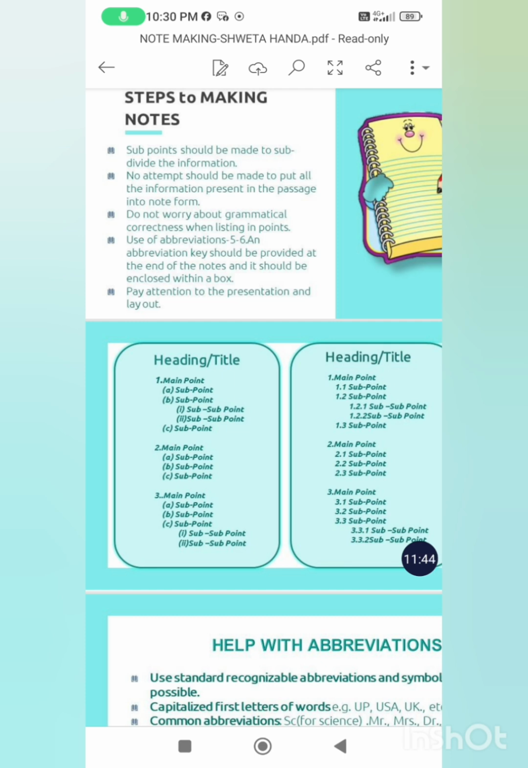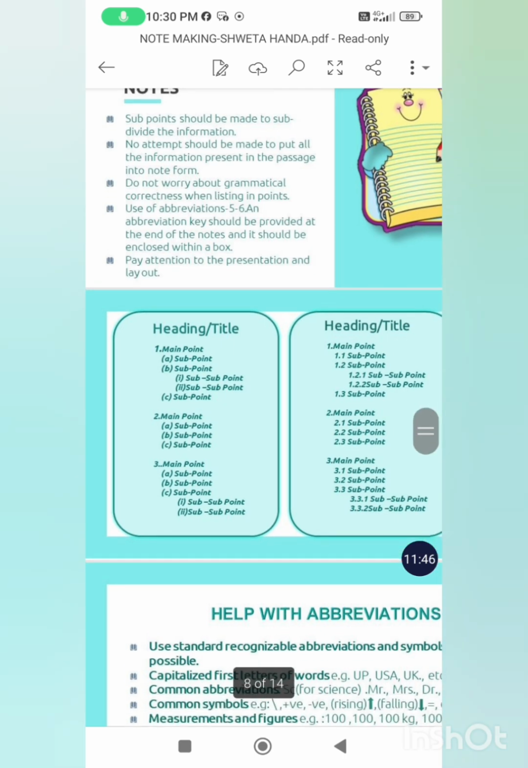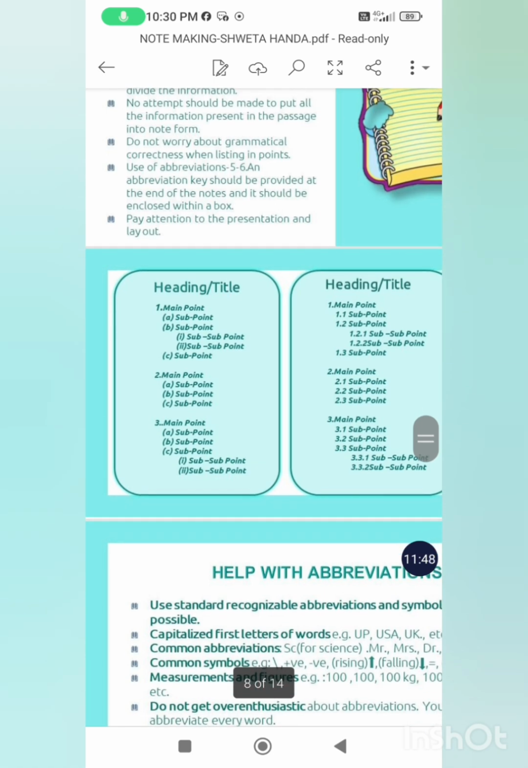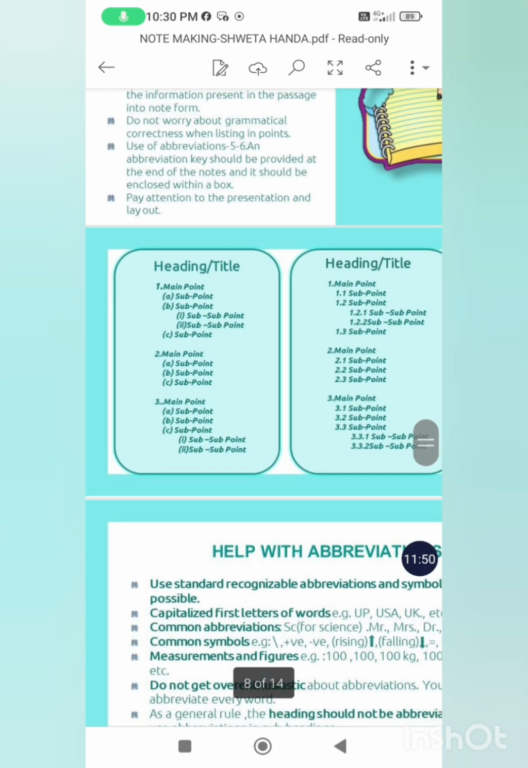Then an abbreviation key should be provided at the end of the notes, and it should be enclosed within a box. Again I'm stating over here, while making or drafting notes, you are supposed to make a box. Another box, the second box, would be the key to abbreviations, right? So use of abbreviations, 5 to 6. An abbreviation key should be provided at the end of the notes, and it should be enclosed within a box.